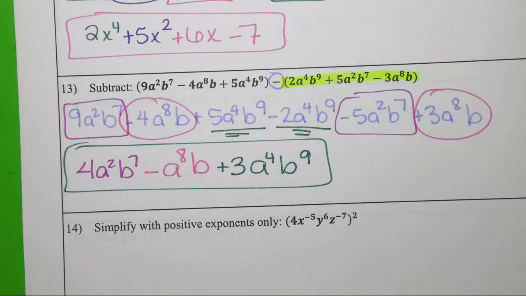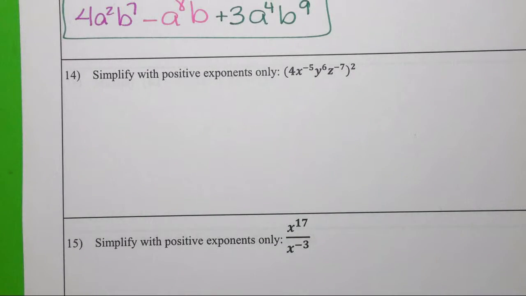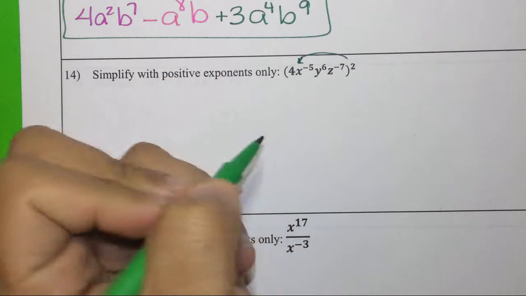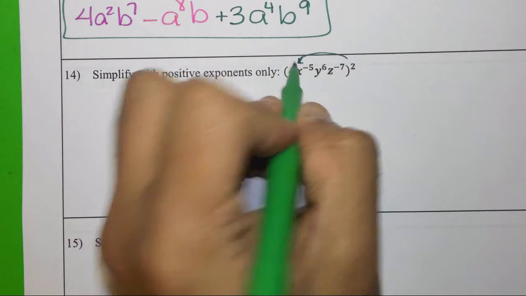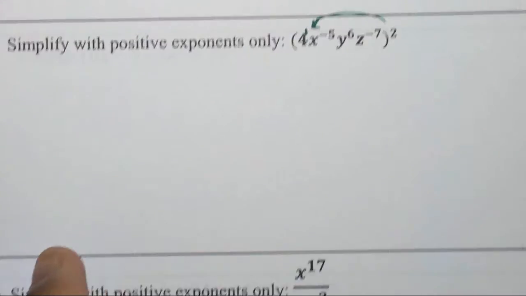All right, number 14. Simplify with positive exponents only. So we want to distribute this to the 4. Remember, there's a 1 right there that you don't see. Let me zoom in a little bit more. There we go.